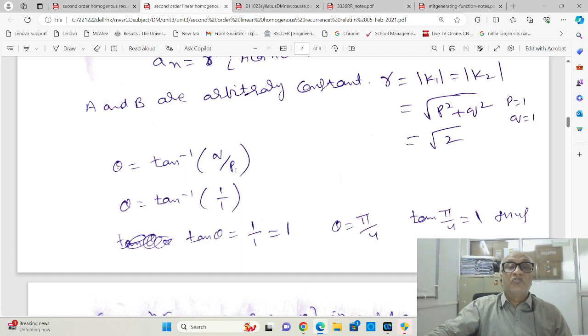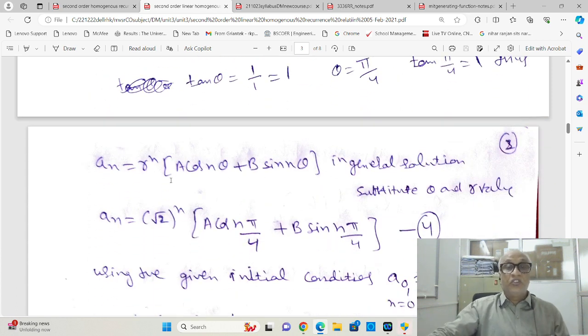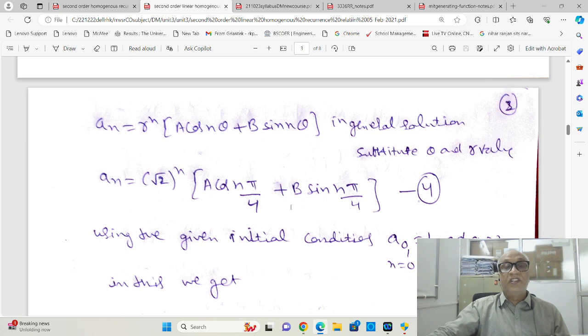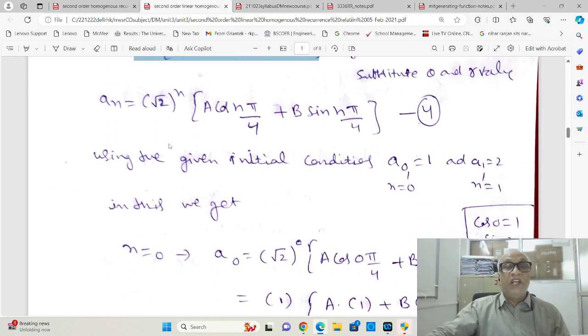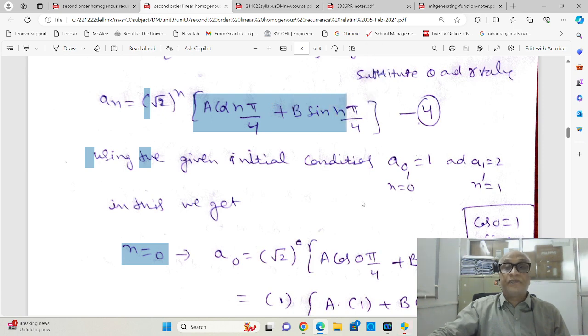Theta equal to tan inverse of q upon p, tan inverse of 1 by 1. Tan theta equal to 1 by 1, which is 1. Theta equal to pi by 4, since tan pi by 4 equal to 1. So we'll be substituting this in the general form of the solution. This is the general form of the solution, and we'll be getting this answer.